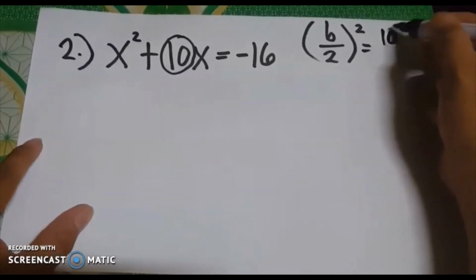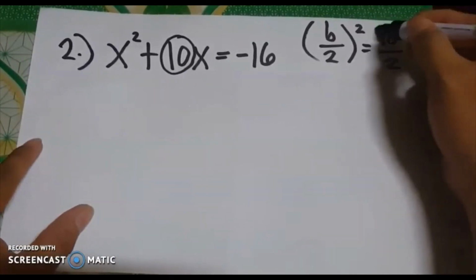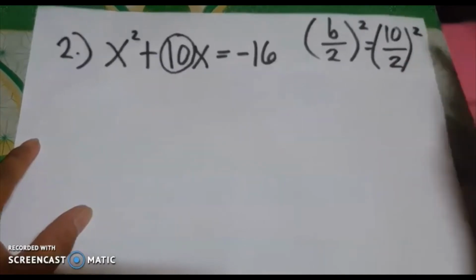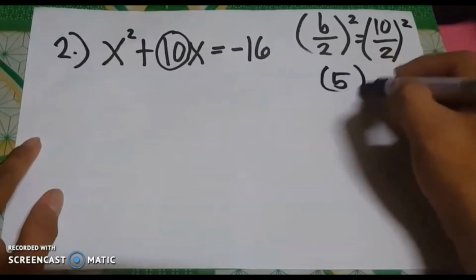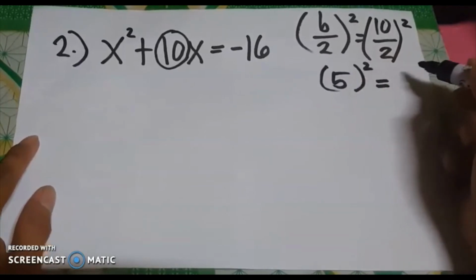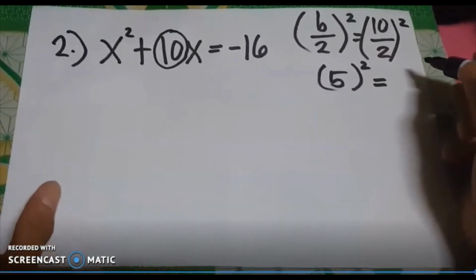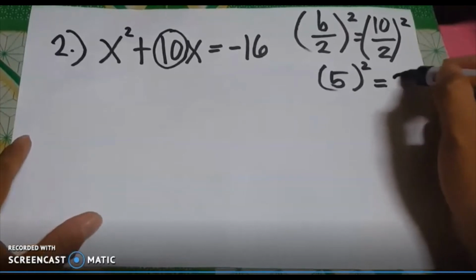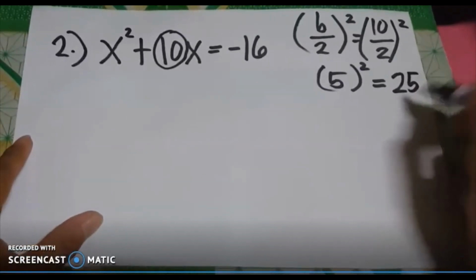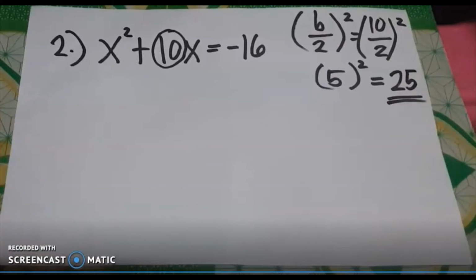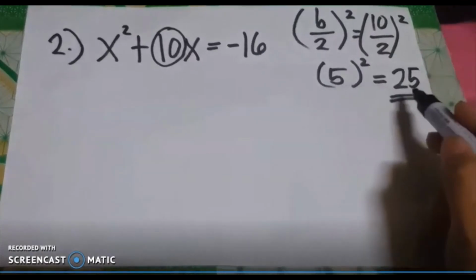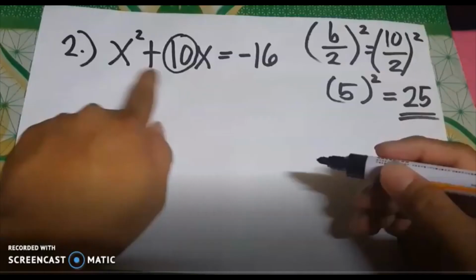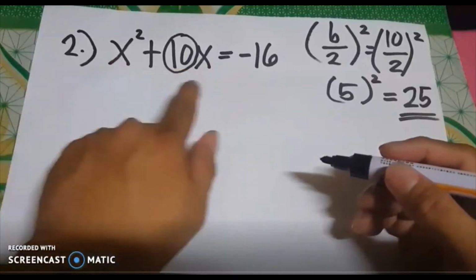So that would be 10 divided by 2 quantity squared. So 10 divided by 2, that would be 5, then quantity squared. So 5 times 5, that's not 5 times 2, that's 5 times 5 will be 25. So that number 25, that is the number to be added on both sides of the equation.